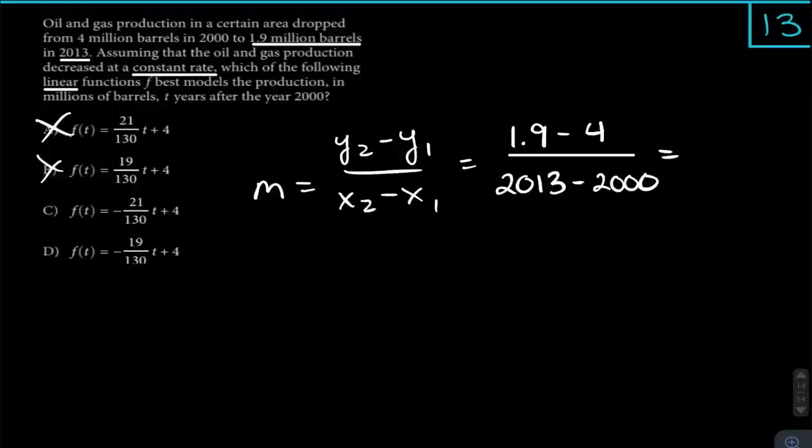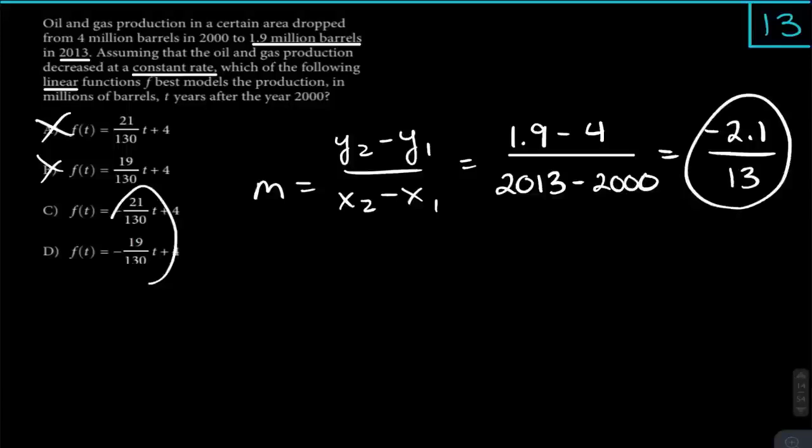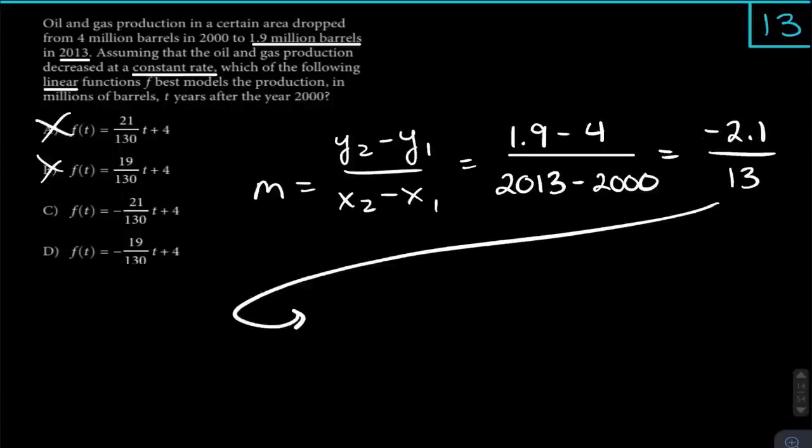Here, in the numerator, we get a negative 2.1. In the denominator, we get 13. And so you see we have negative 2.1 over 13. That doesn't seem to match what we have here, does it? I mean, here we have 130 in the denominator. The reason they did that is because we don't want to have a decimal in our fraction. That's gross, right? So we can actually multiply this thing.